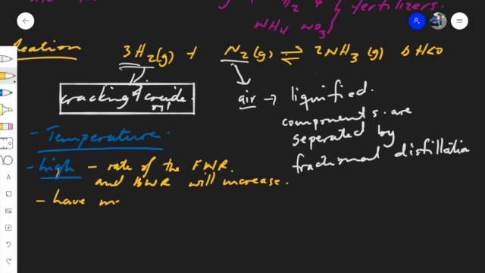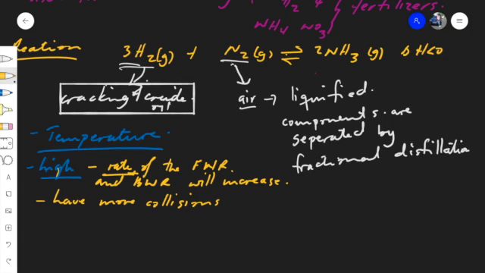We have more collisions because there is more kinetic energy, and therefore there are going to be more collisions, and these collisions will result in the rate increasing, so you will have a high rate. So what is going to happen? We have got a high rate, so we are going to affect the rate of the reaction.